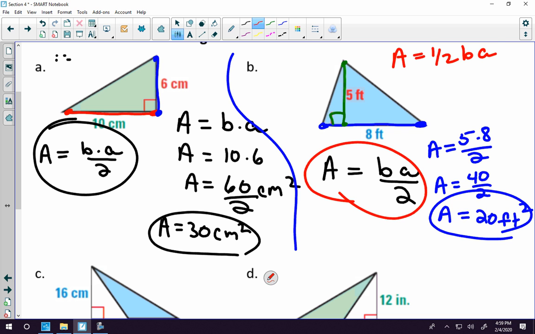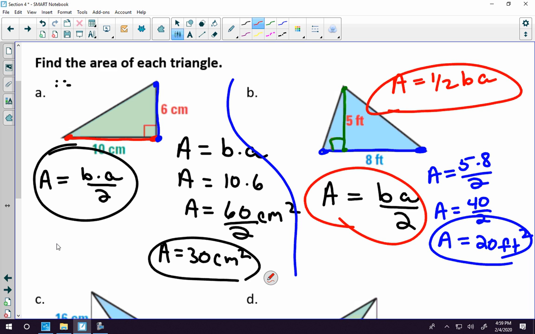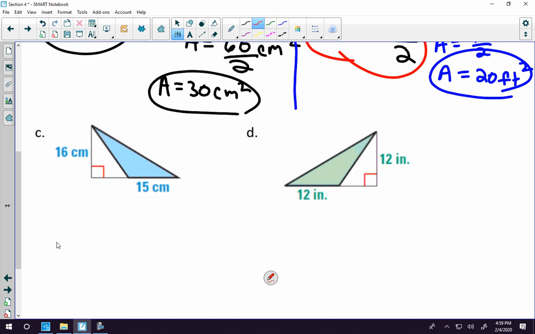These two formulas or equations are equivalent. So whichever one seems easiest for you, they're one and the same. Now, in example B, I want you to notice that the altitude of the triangle was not a leg of the triangle like in part A. The altitude of this triangle was actually inside of the triangle. So often students struggle with, well, where is the altitude of the triangle?